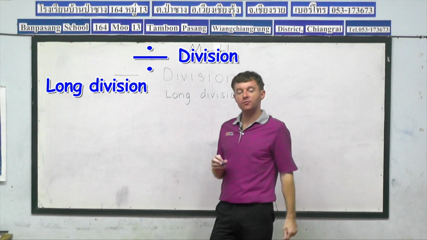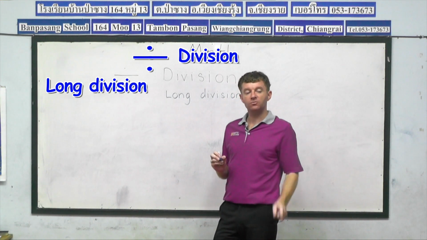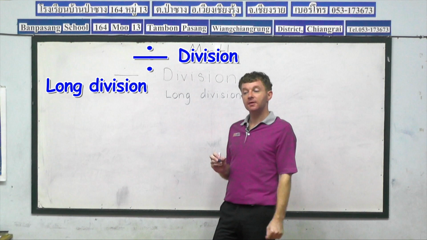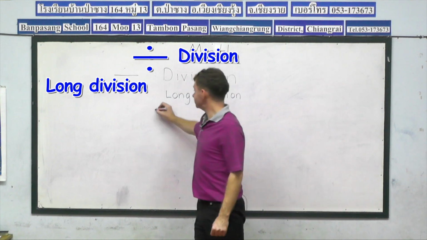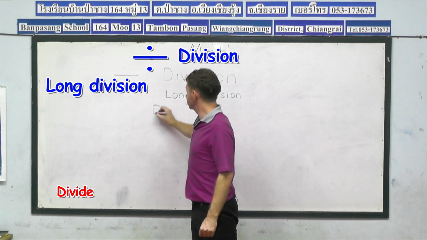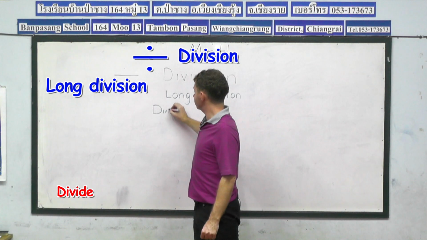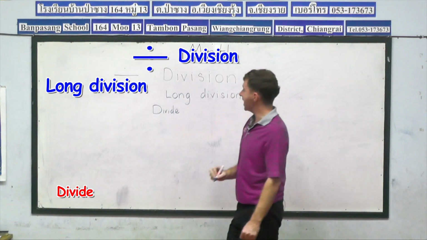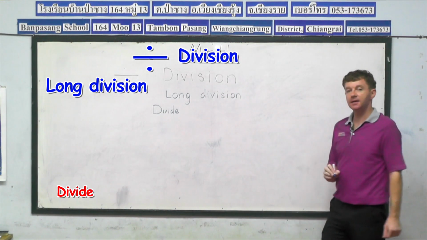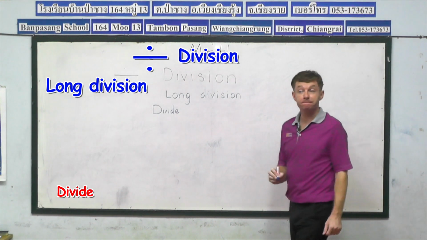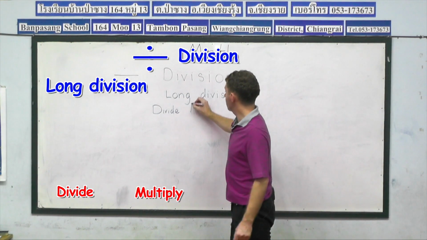Now, there were 4 special letters that we need to remember when it comes to long division. Can anybody remember them? What's the first letter? D for divide. D-I-V-I-D-E. And then the second letter, M for multiply.